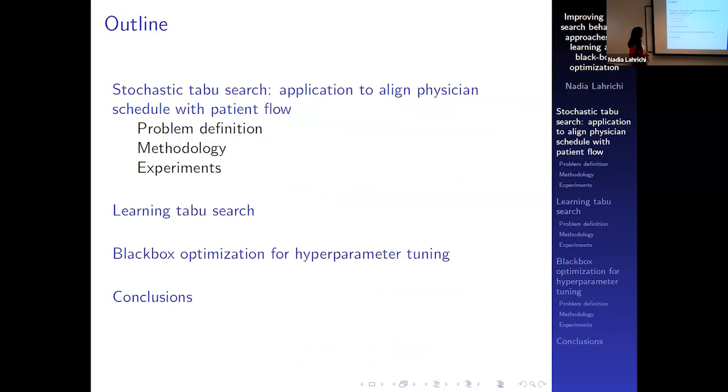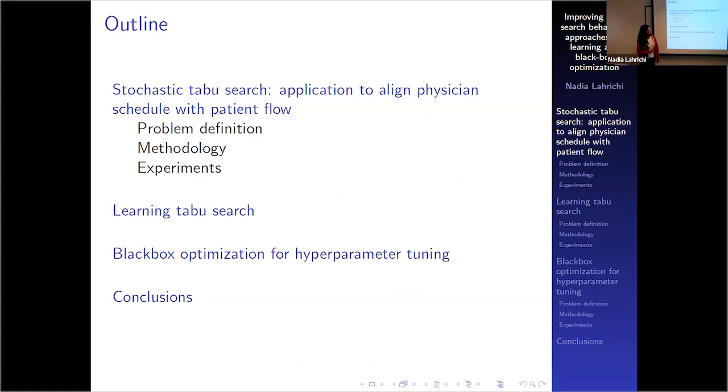Do I have a pointer? Yeah, what you want? I guess it should be this one. Yes. Okay. First paper.